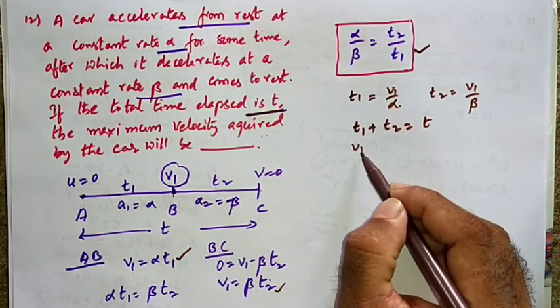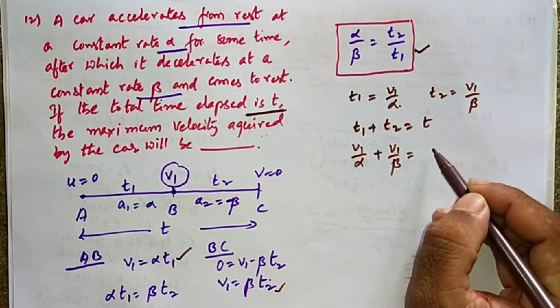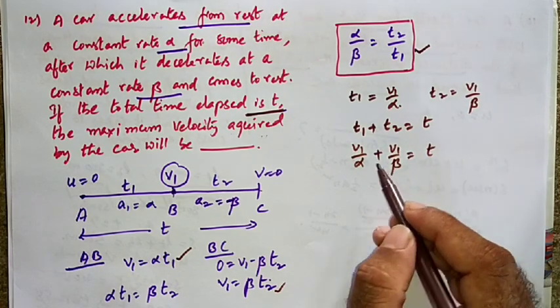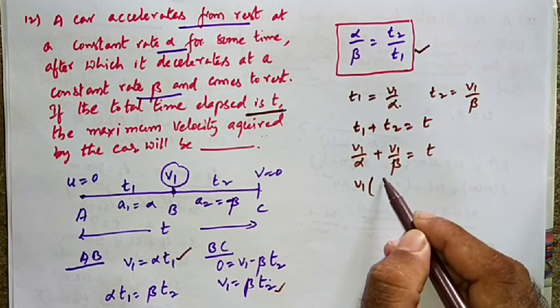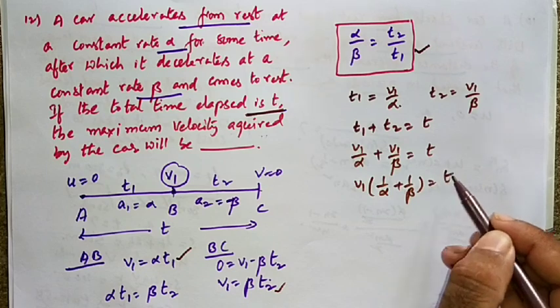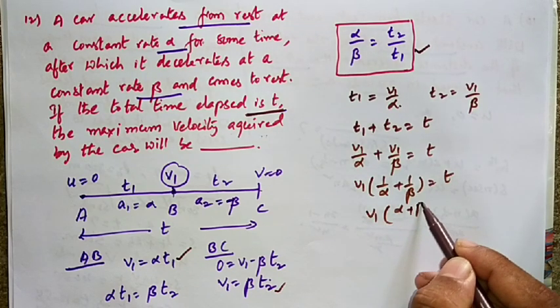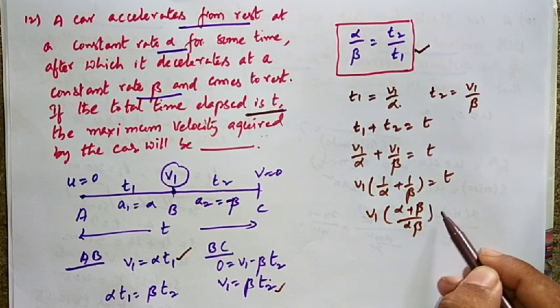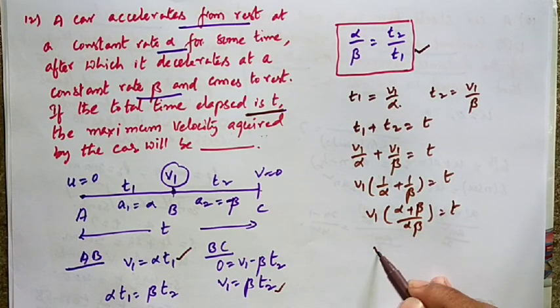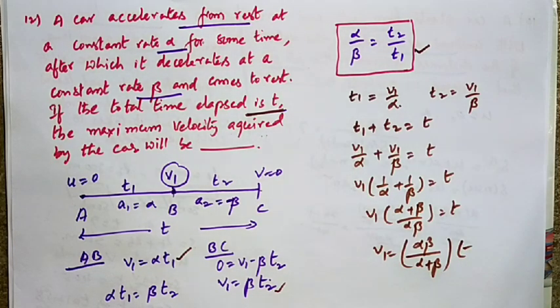Now from this V1 by alpha plus V1 by beta is equal to how much? T. Now you can simplify this. How? Take V1 common, it is 1 by alpha plus 1 by beta, that is equal to T. Then V1 times LCM, which is alpha beta, alpha plus beta by alpha into beta, is equal to T. So then V1 is equal to what? Alpha beta by alpha plus beta into T.